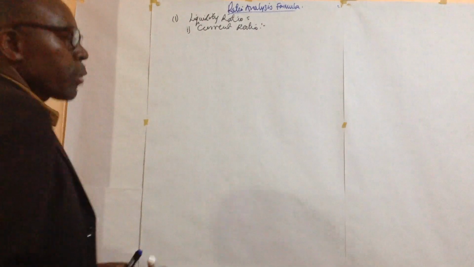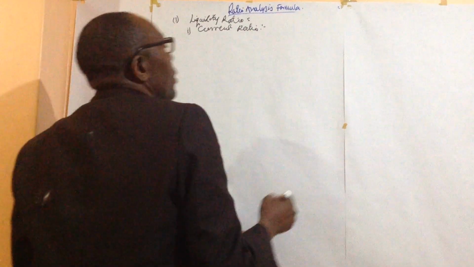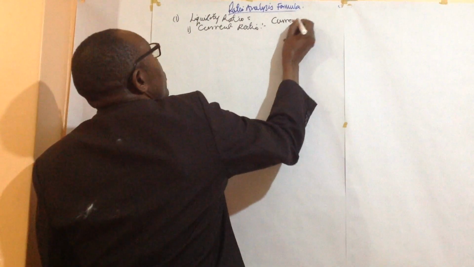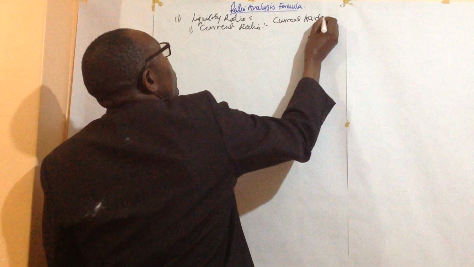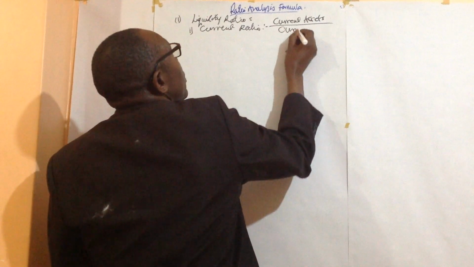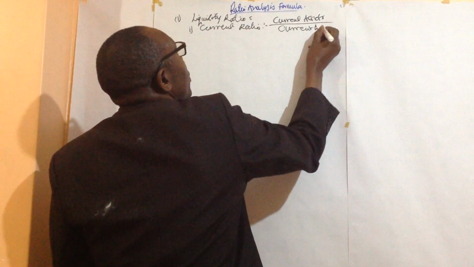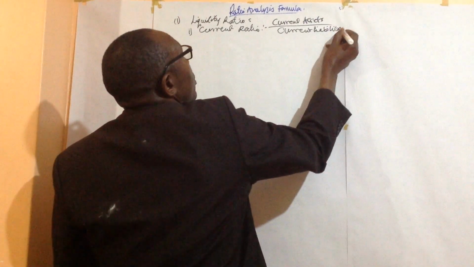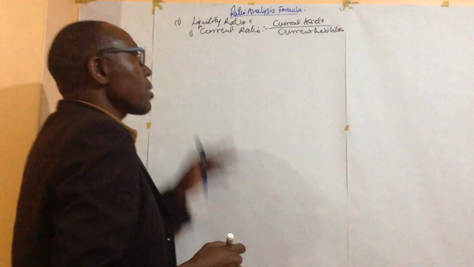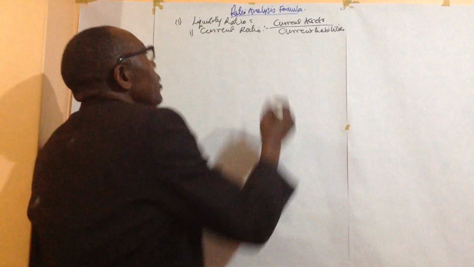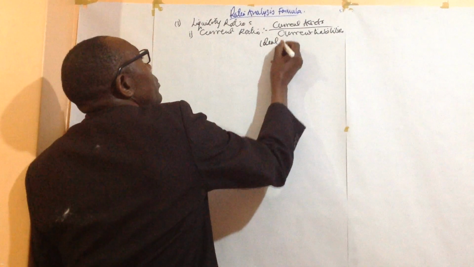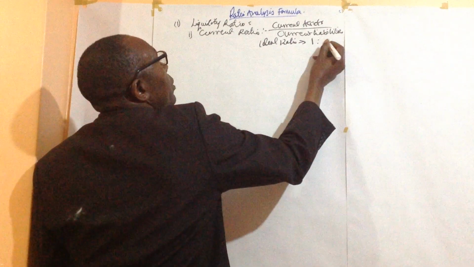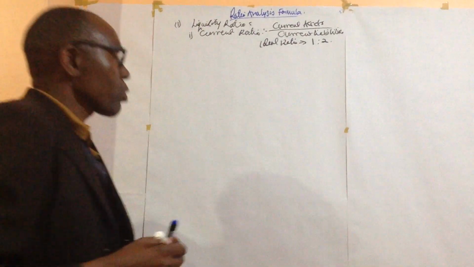The formula here is current assets over current liabilities. And I said the ideal ratio here is always 1:2.